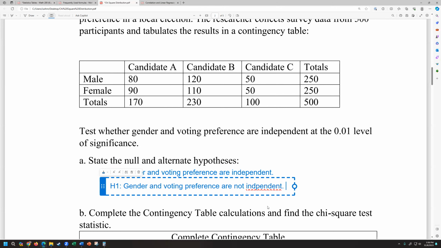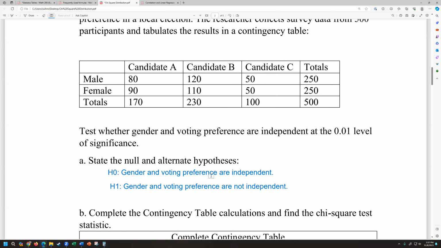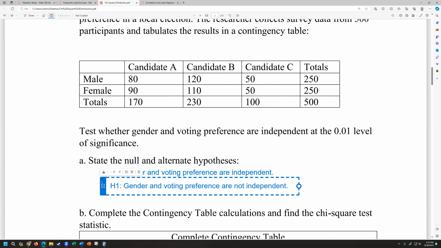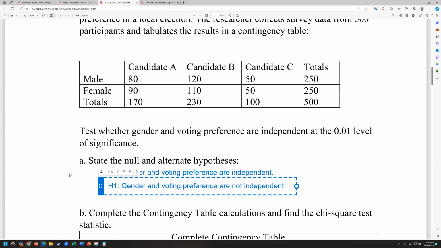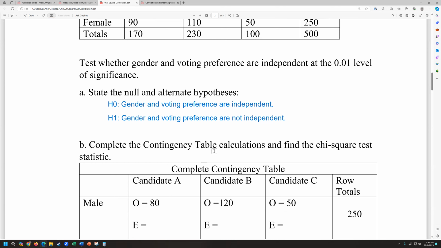Okay. All right. So when you're doing this test, it's, like I said, very similar to if we're doing homogeneity testing. We would say, if this was a test for homogeneity, that gender and voting preference are similar versus they are different or not similar to their populations. So complete the contingency table calculations and find the chi-square test statistic.